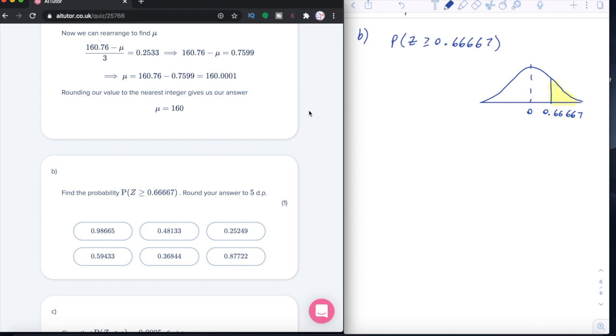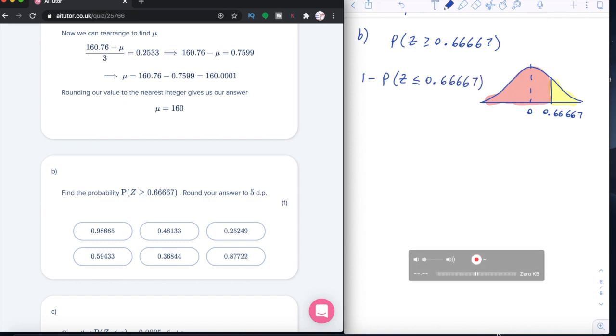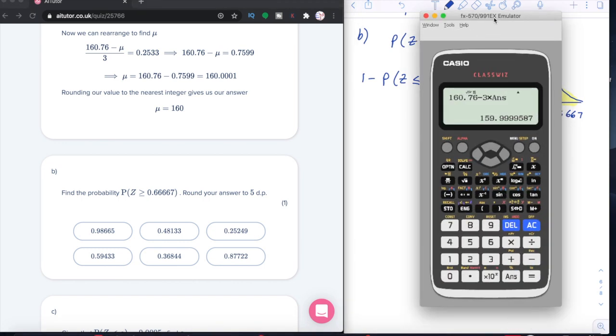So to get that same region, we can just do 1 minus this whole region in red. And that's the same as saying 1 minus the probability that z is less than or equal to 0.66667. And we can work that out on our calculator.